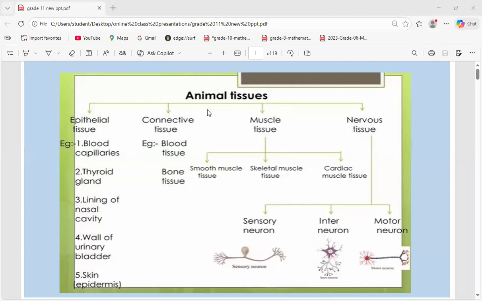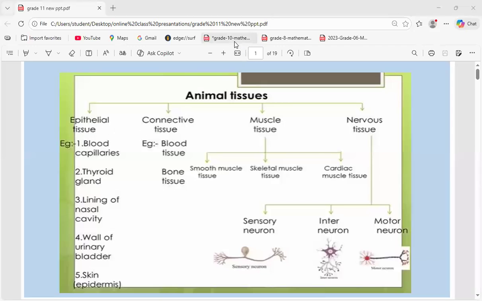Animal tissue we are going to classify into four. First one, epithelial tissue. Second one is connective tissue, and muscle tissue, nervous tissue. There are four types of animal tissues. Now epithelial tissue examples, that means where it is placed: blood capillaries, thyroid gland, lining of nasal cavity, wall of urinary bladder, skin, they have the epithelial tissue.